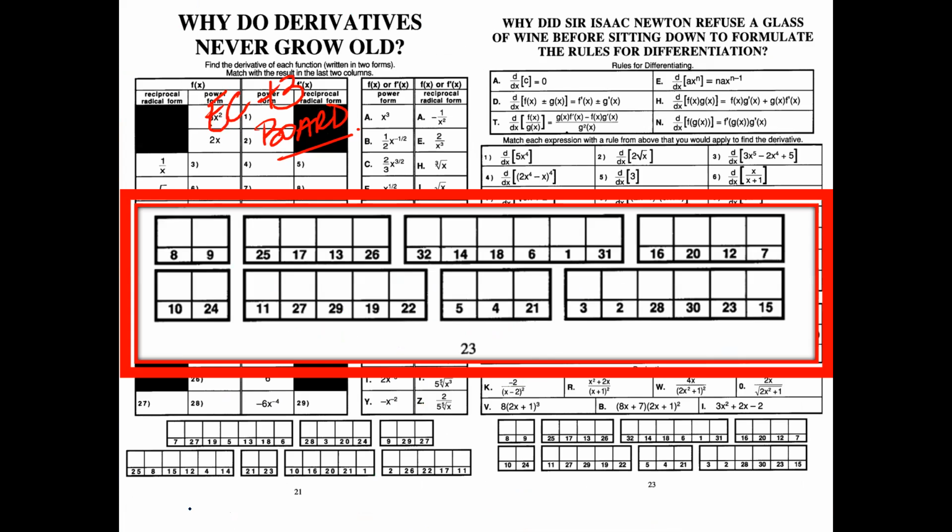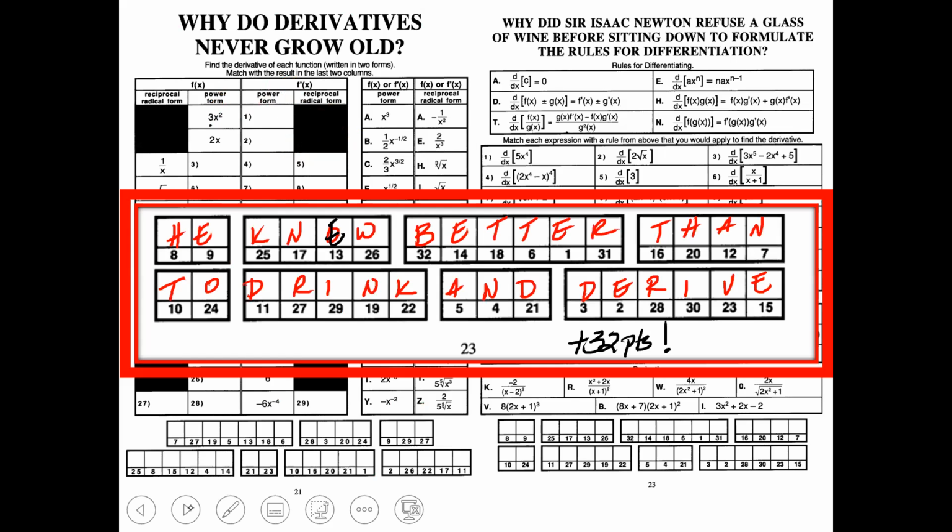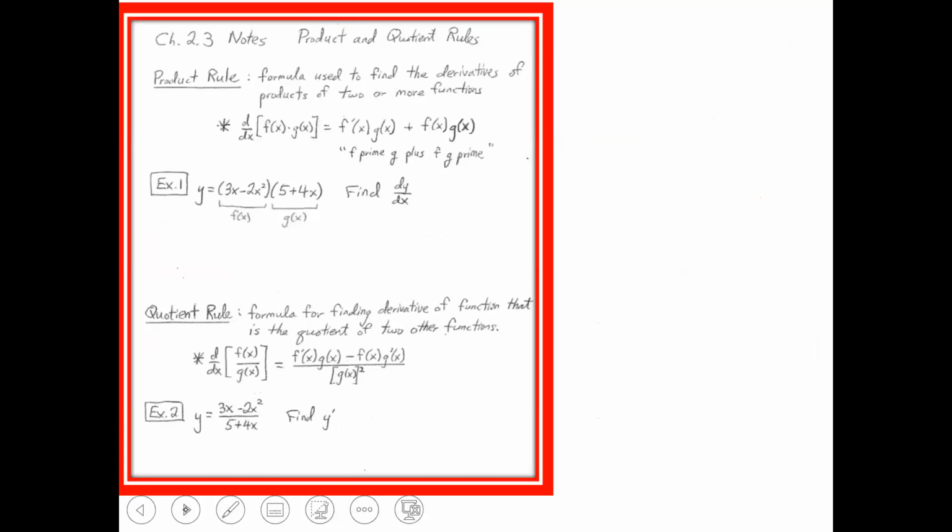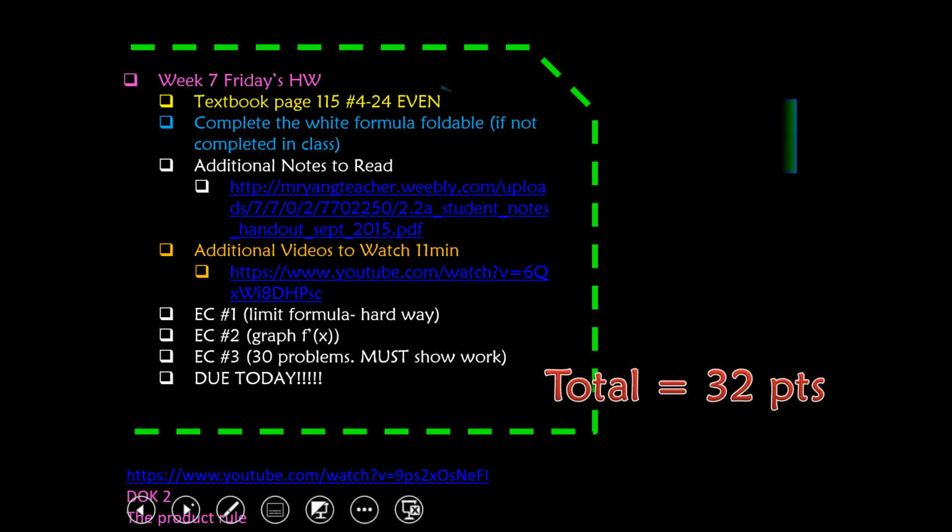And then I had you guys go ahead and do the puzzle with why do derivatives never grow old? And then also, why does Sir Isaac Newton refuse a glass of wine before sitting down to formulate the rules of differentiation? He knew better than to drink and derive. Aha, yeah, very cute calculus joke there.